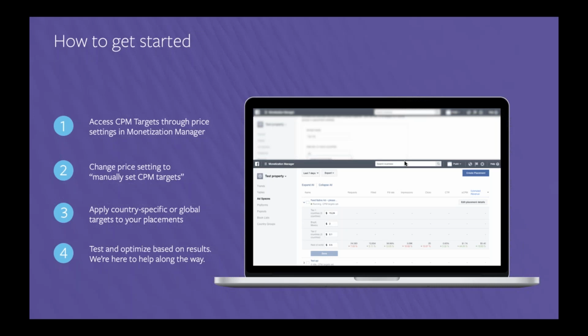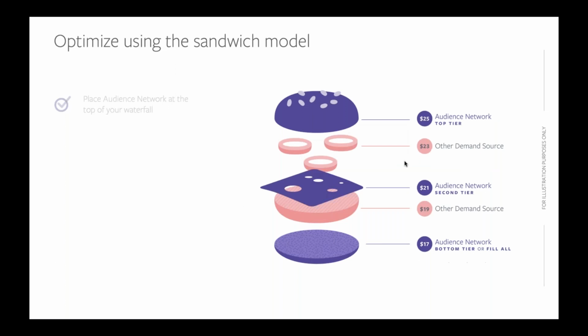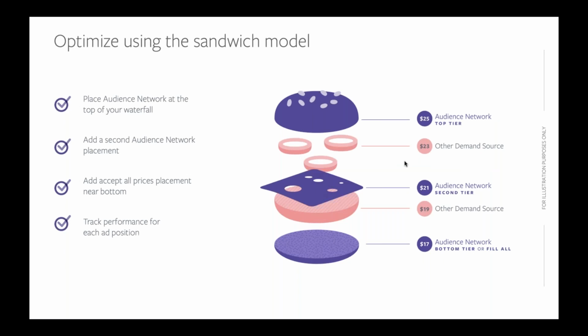So here are some key tips to help you utilize CPM targets a little bit more effectively. You'll want to use no more than 3 placements with targets per ad space, and you'll only use CPM targets for placements with at least 10,000 impressions per day. So you want to avoid setting CPM targets too close in value to one another when using multiple CPM targets per ad space, as this can lead to low fill rate as well. And then finally, be patient. CPM targets can take up to 48 hours to take effect, but if you run it for at least 7 days, it'll give you a more accurate calibration.